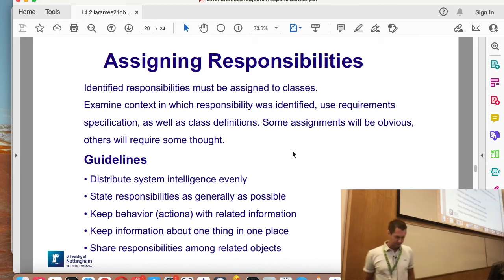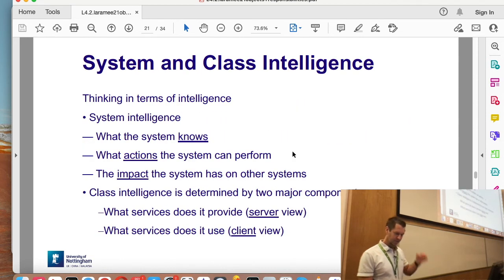Okay, share responsibilities among related objects. How are we doing here? Okay, we're going to run out of time, but no pun intended. But anyways, it's okay. It's not the end of the world.